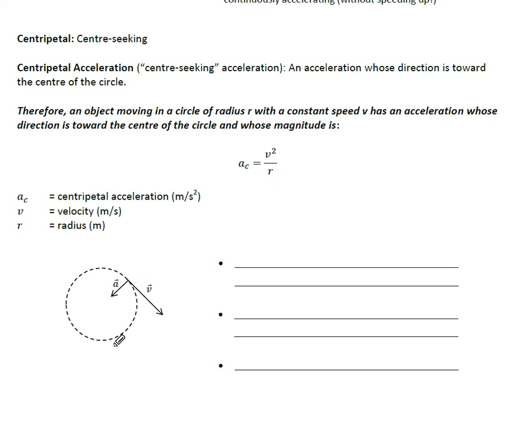The interesting thing about circular motion is that even though the speed is constant, if we're talking about uniform circular motion, the velocity is constantly changing. But that's because the acceleration vector is perpendicular to the velocity. So the acceleration vector always points towards the center of the circle.